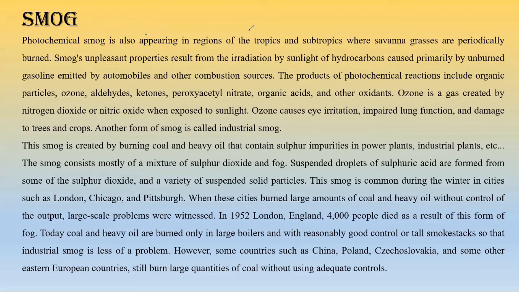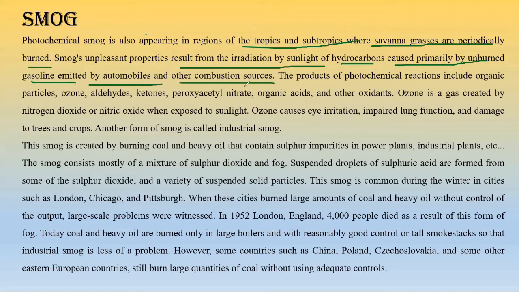Those details say that photochemical smog also appears in regions of the tropics and subtropics where savanna grasses are periodically burned, right? Now you might be thinking why this is written here. Basically, a little bit of detail about the type of smog, the history of smog, and what smog is, all these things are present here. Now smog's unpleasant properties result from the irradiation by sunlight of hydrocarbons caused primarily by unburned gasoline emitted by automobiles and other combustion sources.